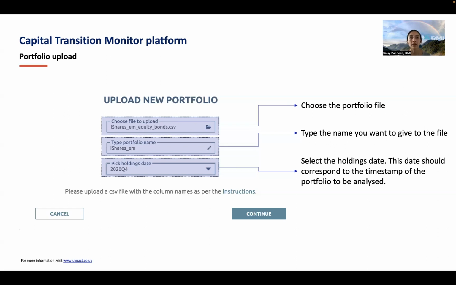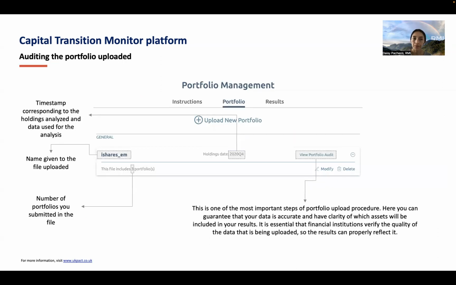And then the final step here is that you will need to select a holding state. So this date should correspond to the timestamp of the portfolio to be analyzed. If you want to analyze a portfolio with a timestamp of 31st of December of 2020, then you will need to pick the holding state 2020. Once you do your portfolio upload, you then hit continue, and you will land into this summary page of the portfolio that you submitted.